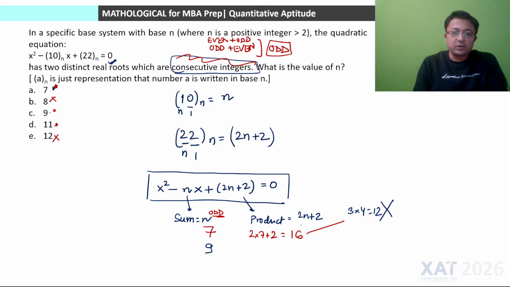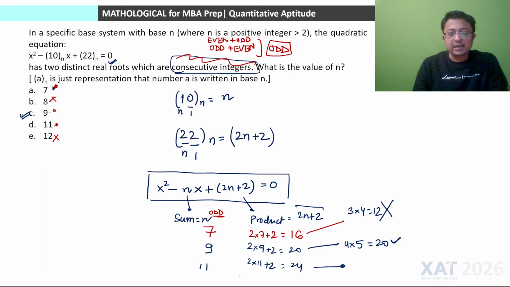तो फॉर 9 क्या होना चाहिए प्रोडक्ट हमारा? 2n प्लस 2, यानी 2 इंटू 9 प्लस 2, 20. और कॉन्सेक्यूटिव इंटीजर्स क्या होंगे? 4 इंटू 5 विच इज कमिंग आउट टू बी इक्वल टू 20. तो यस, दैट इज पॉसिबल, दैट मस्ट बी द आंसर. अगर 11 के लिए चेक करते हैं तो 2n प्लस 2 विल बी 24, 2 इंटू 11 प्लस 2 24.